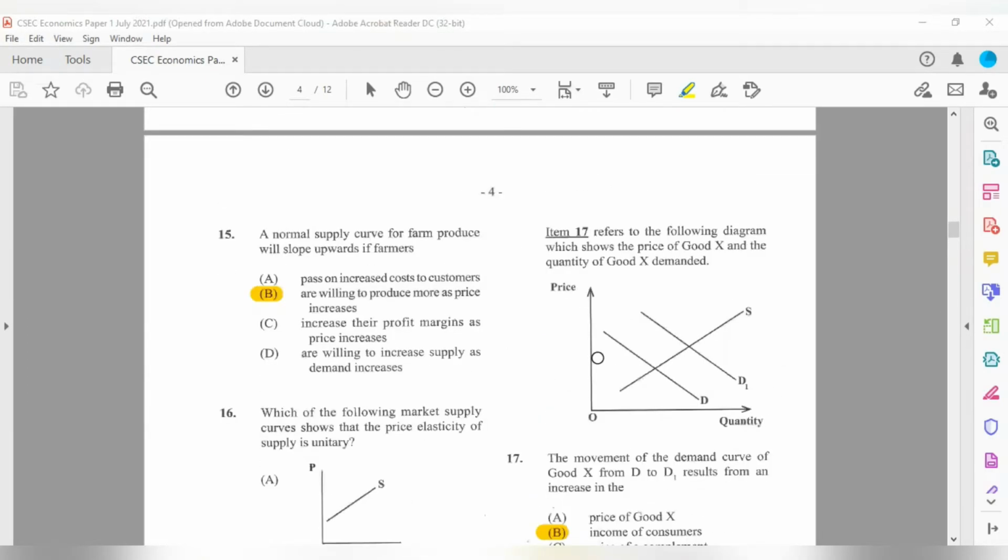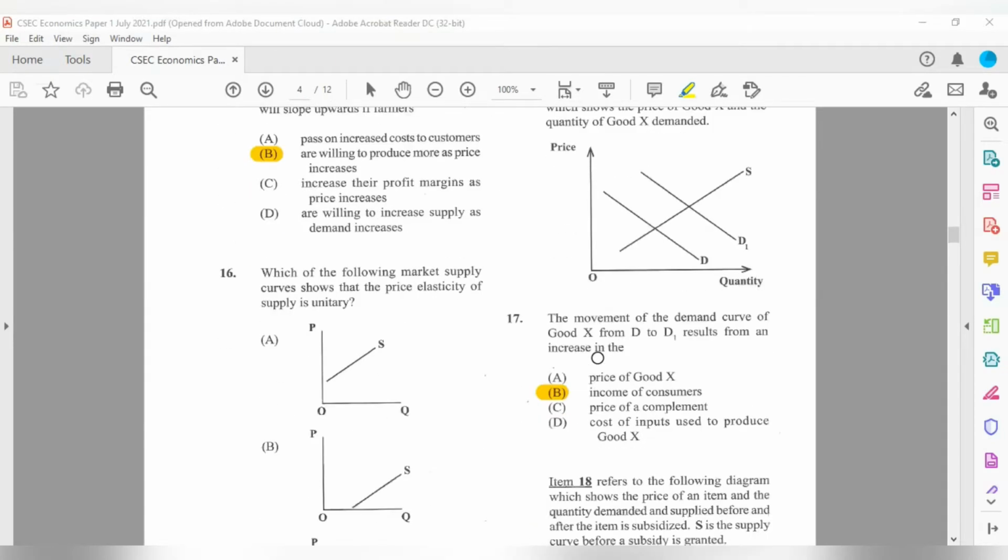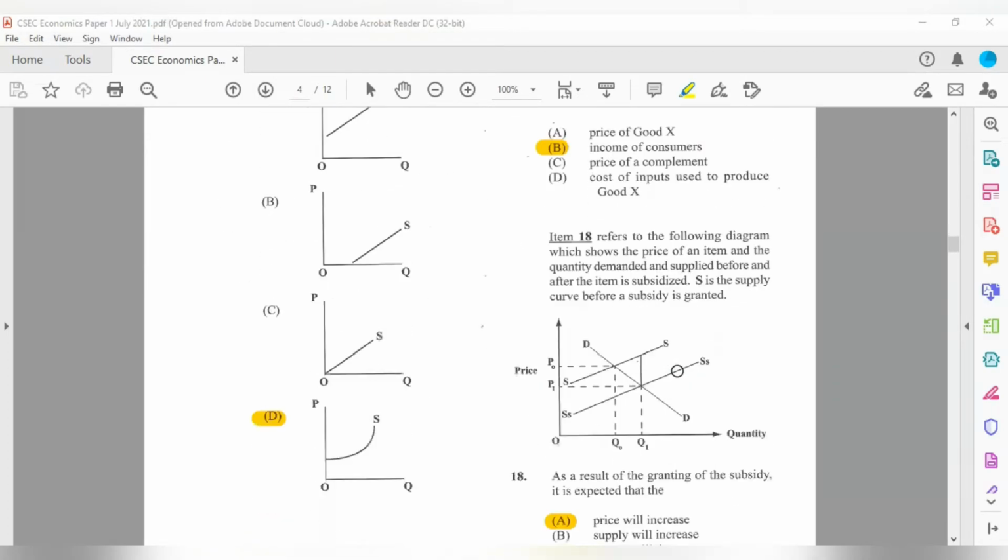Item 17 refers to the following diagram. It shows the price of good X and the quantity of good X demanded. The movement of the demand curve of good X from D to D1 results from an increase in the B, income of consumers.